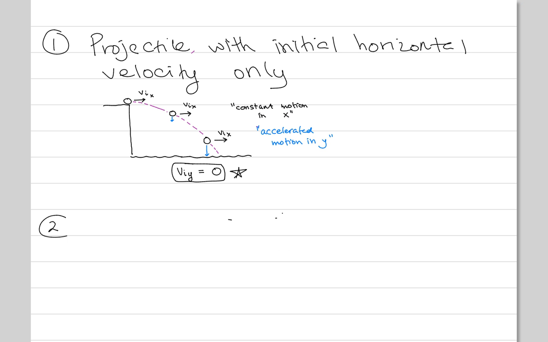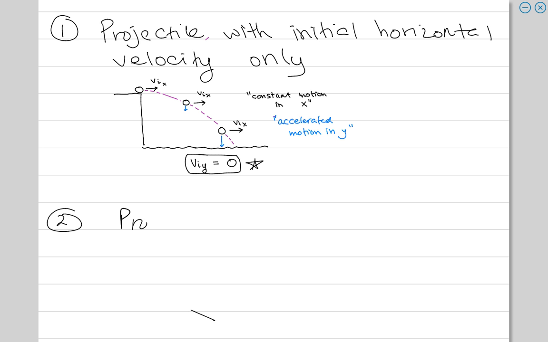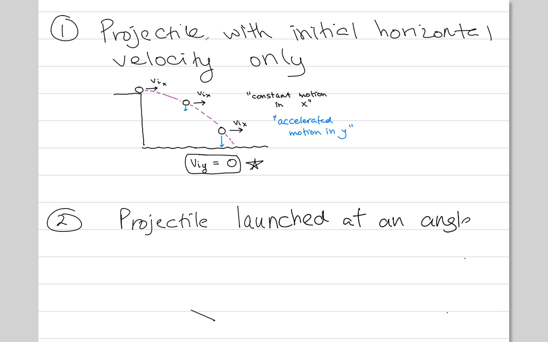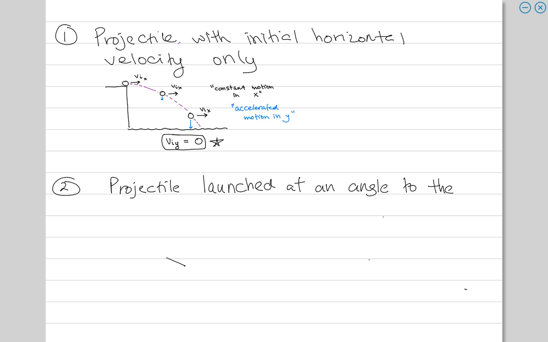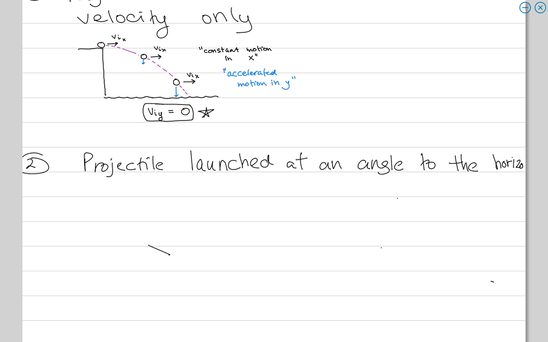Now let's go to the second type. And this is where it gets a little bit more dicey. It's a little bit harder. And this is just a projectile launched at an angle to the ground. Just imagine a cannon angled up and boom, it shoots. So a projectile launched, can't spell. And it's going to be at an angle to the horizontal. Okay, that word is horizontal. You can finish that off. I'm not going to.